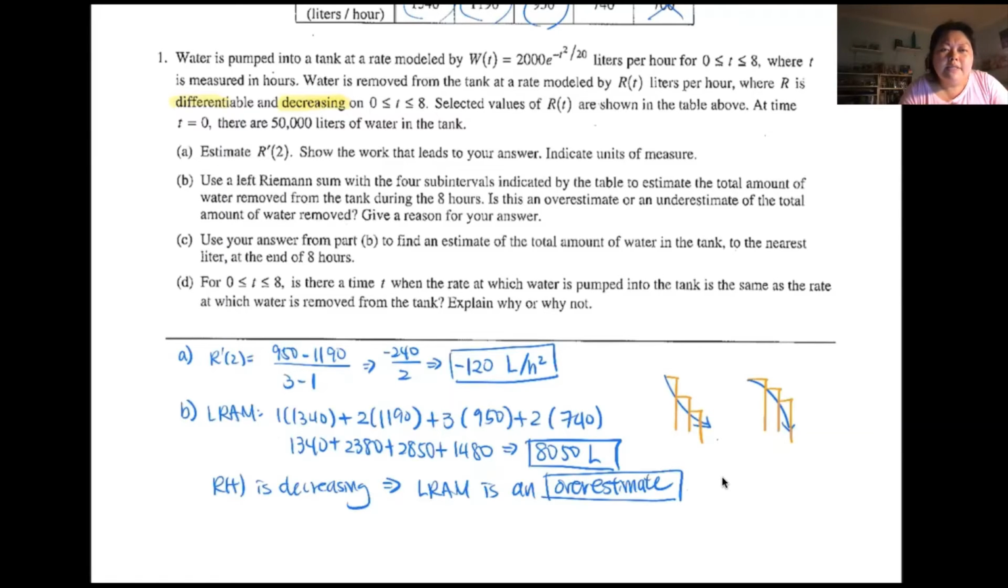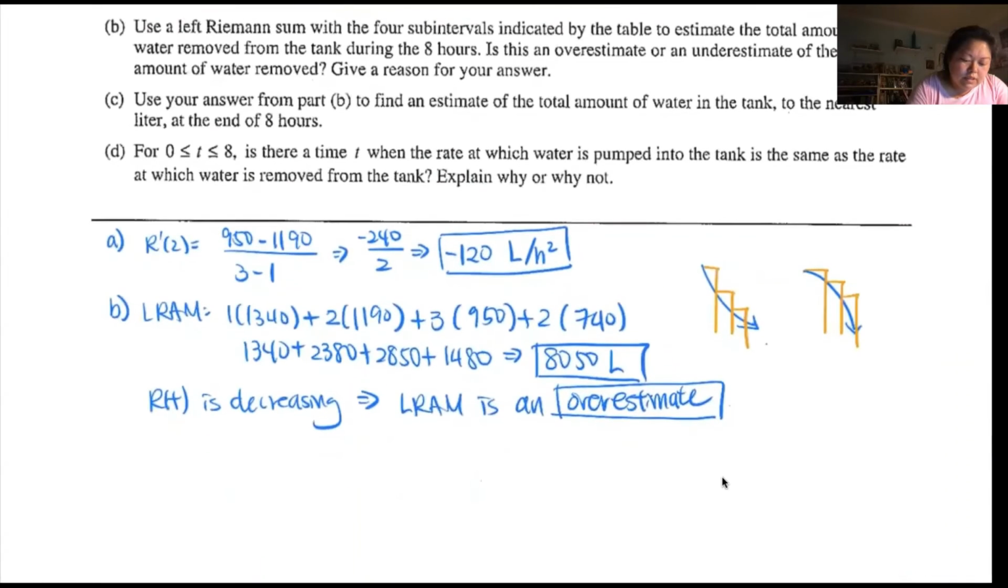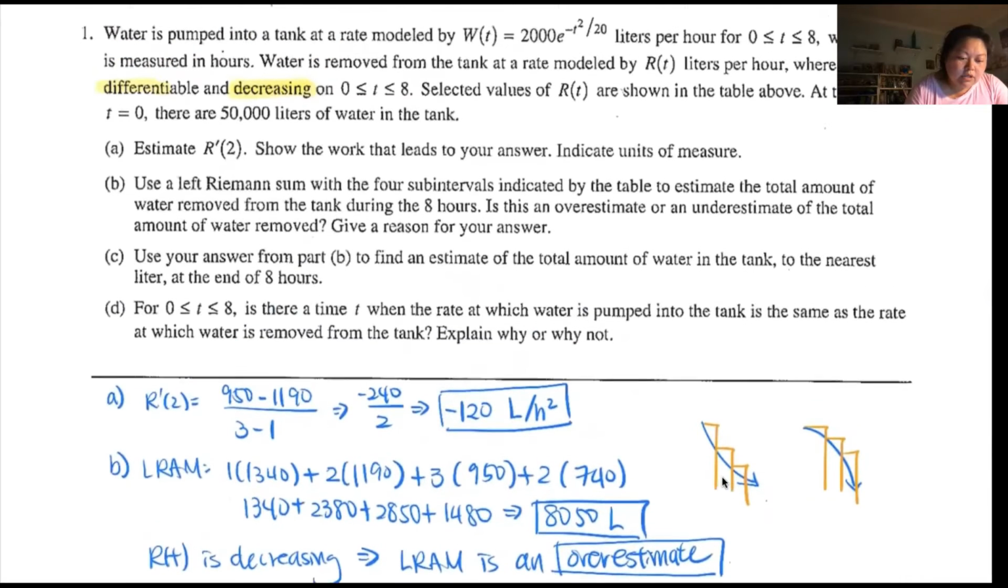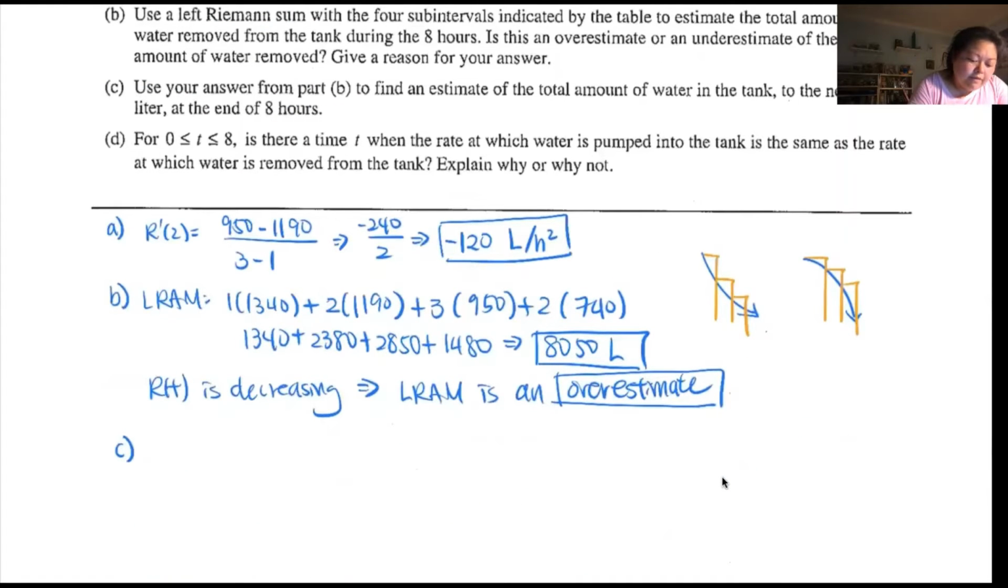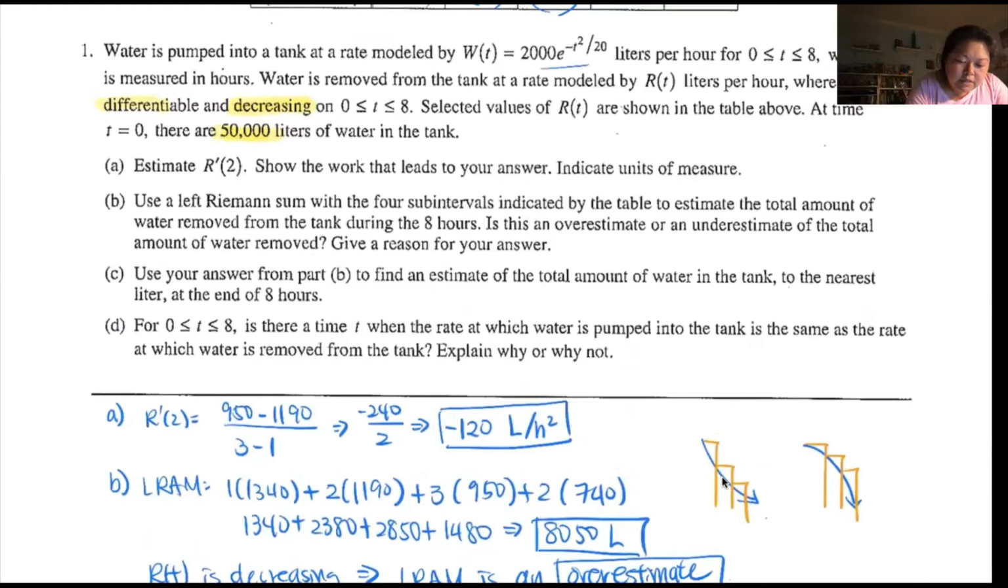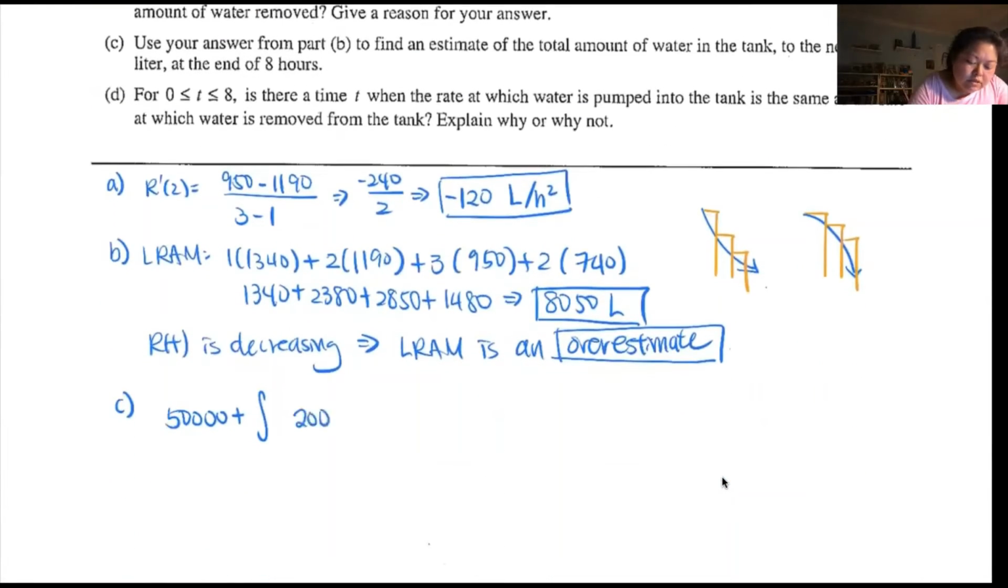Part C says, use your answer from part B to find an estimate of the total amount of water in the tank to the nearest liter at the end of 8 hours. So what did we start out with initially? Initially, we had 50,000 liters. Then water is going to get pumped in at a rate of W of T, so 2,000 e to the negative T squared over 20 dt from 0 to 8 hours. That's how much water is going to pump in.